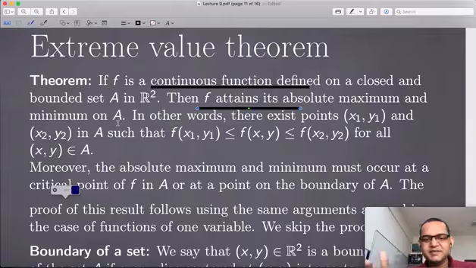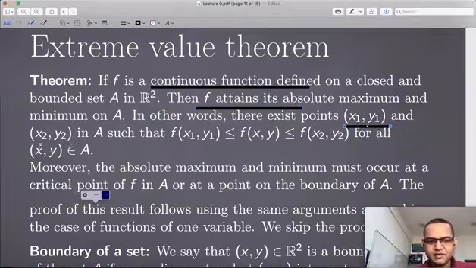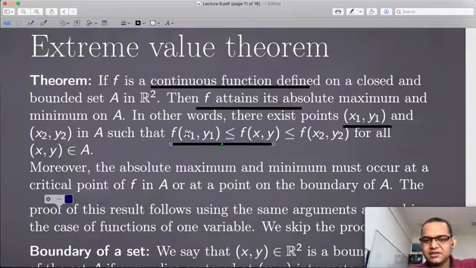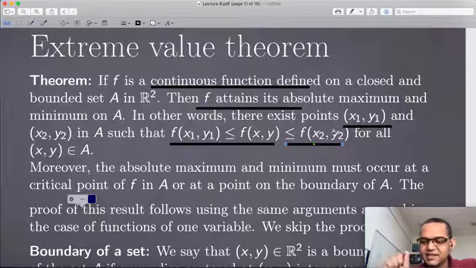So what does it mean when I say attains? It says that there are going to be two points in the domain, x1 comma y1 and x2 comma y2, such that this is the absolute minimum and this is the absolute maximum, and these two points are in your domain. This is important. This is the meaning of attains, okay. So this happens when you are working with continuous functions on a closed and bounded set. All the three terms are important, okay.